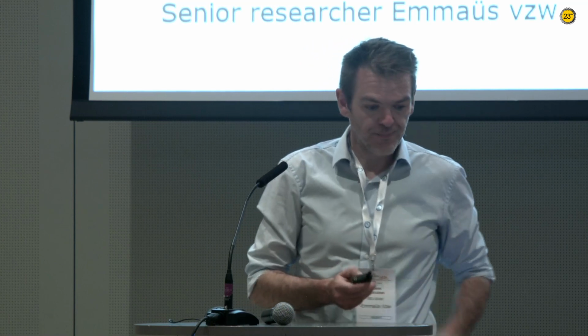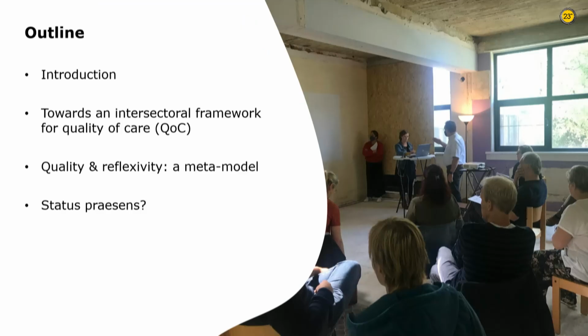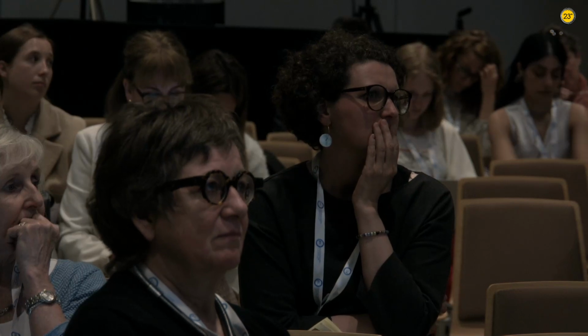The theme of the project is how we are building an intersectoral approach to quality of care. Let me take you briefly to the outline of my presentation. I'm going to start off by briefly introducing the project, then going on to explaining how we went about the construction of that intersectoral framework, moving on to how we made the connection between quality and reflexivity in a meta model that we use to put things in practice. And maybe if I have a little bit of time left, and I'm looking at the chair, then I will be able to give you the status presens of the project because it's still ongoing work.